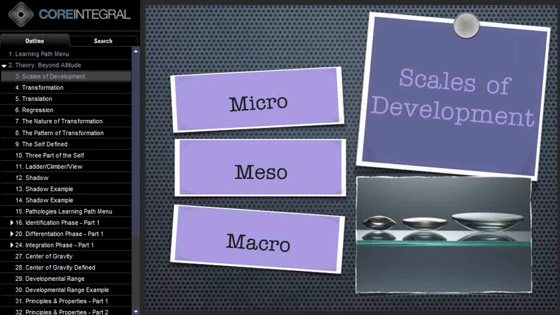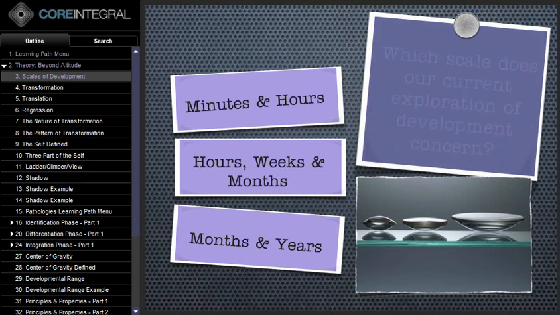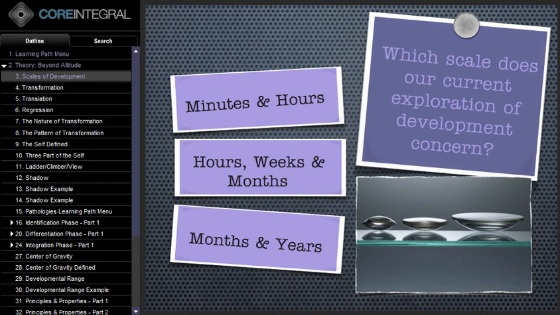Developmental research is conducted at 3 degrees of scale, and each degree reveals a noticeably different picture of development. First is the scale of microdevelopment, which models development and learning over minutes and hours. Next is the scale of mezzodevelopment, which models development over hours, weeks, and months. And finally, we have the scale of macrodevelopment, which models development over many months and years. So the simple question naturally arises: which scale does our current exploration of development concern?